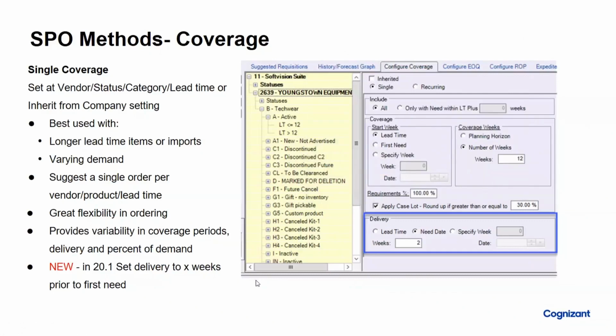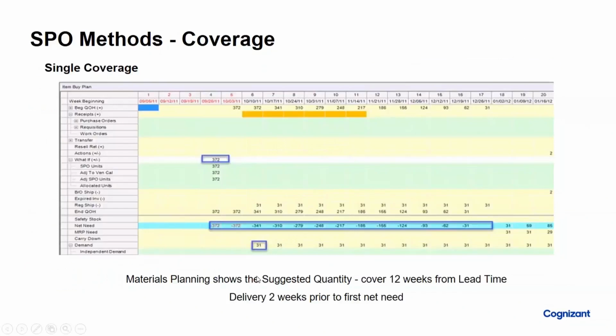On the recurring coverage, let me just show you an example of what it looks like in materials planning. So the single coverage that I did, I wanted it to cover 12 weeks from my lead time. So that was my setting. So when you come into your materials planning, you'll see a number populating in the what if line. So when you open up the plus sign, it will then show you that 372 is coming from SPO, the suggested purchase order module. So I have it covering 12 weeks worth of demand.